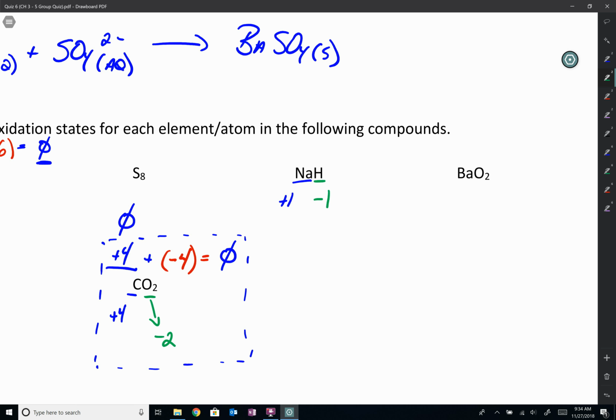Sodium is always going to be +1, right? That's another way of just remembering that rule. Sodium always +1, so the hydrogen has to be -1. But this is a case of what's known as a hydride, which is a hydrogen with a negative charge.